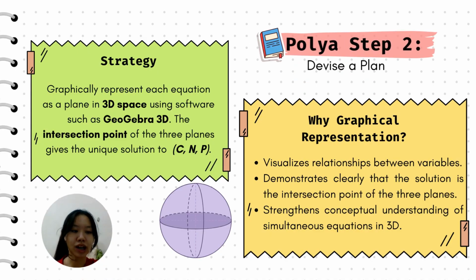Polya Step 2. Devise a plan. Instead of solving algebraically, I choose to visualize these equations as planes in 3D space using GeoGebra 3D graphing. The intersection point of these 3 planes represents the exact combination of values for c, n, and p, thus satisfying all equations simultaneously. Why graphical representation? It visualizes the relationship between variables, demonstrates clearly that the solution is the intersection point of the 3 planes, and strengthens conceptual understanding of simultaneous equations in 3D.